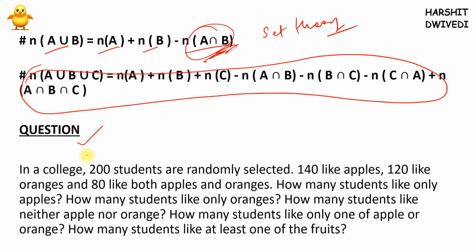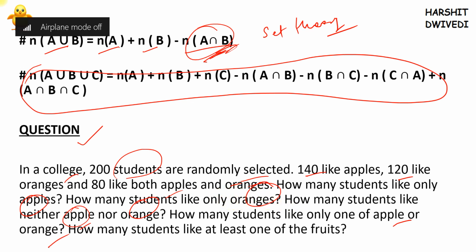Now, the question that I am going to discuss in this video is that in a college there are 200 students who are randomly selected. So only we are talking about 200 students here. Of those 200 students, 140 students like apples, 120 students like oranges, 80 students like both apples and oranges. So the question is: how many students like only apples, how many students like only oranges, how many students like neither apple nor orange, how many students like only one of the apple or orange, or how many students like at least one of the fruits. So basically these are the questions, friends, that we are going to solve.